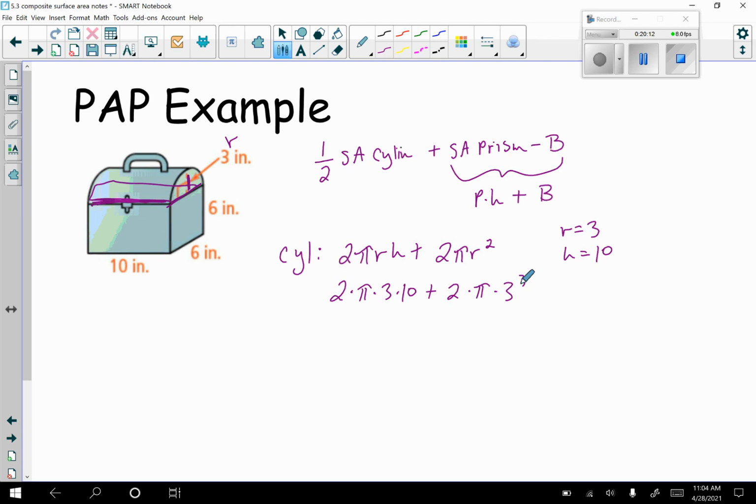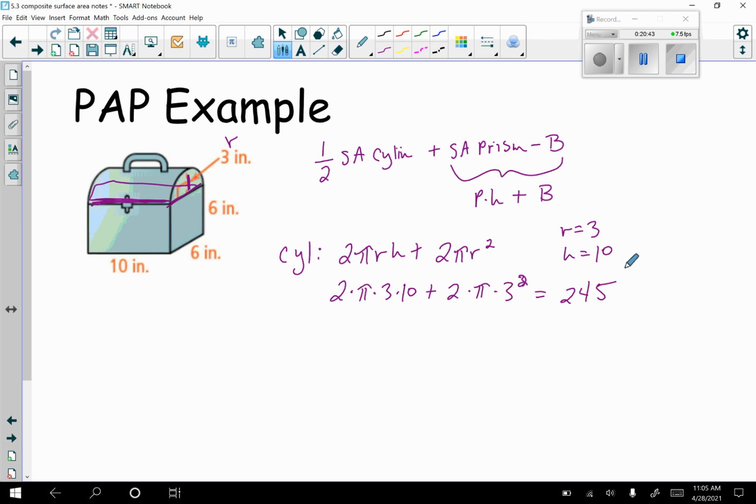But again, we only need half. So I'm going to use parentheses, 2 pi times 3 times 10 plus 2 times pi times 3 squared. Oh, I totally wrote 3 cubed here, didn't I? 3 squared. All right, 3 squared. Okay, press enter, and that's 245.04, so it's just 245, right?